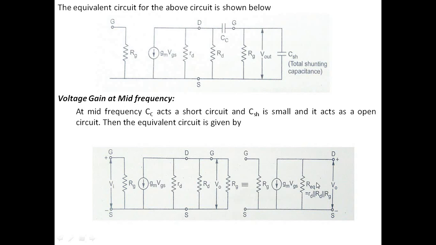Now the circuit has become very simple, and it is very easy to calculate the output voltage. This is the current direction based on the arrow mark, but based on the polarities we have mentioned for V naught, this is the current direction, because this is plus and this is minus. Now if this is gm into VGS, this is minus gm into VGS. These two currents are in opposite direction. Therefore V naught is equal to minus gm VGS into R equivalent.